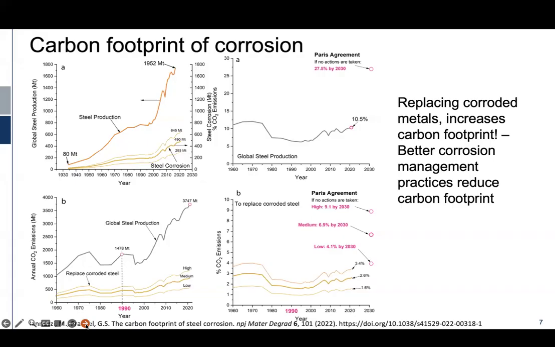If we want to reduce the... are we part of this class? Or? Yeah. Okay.